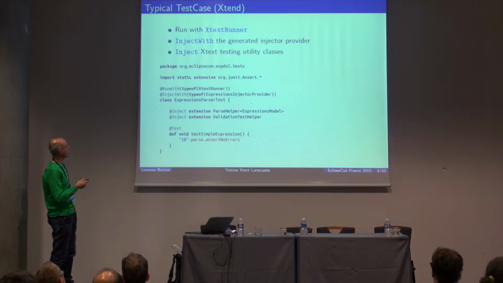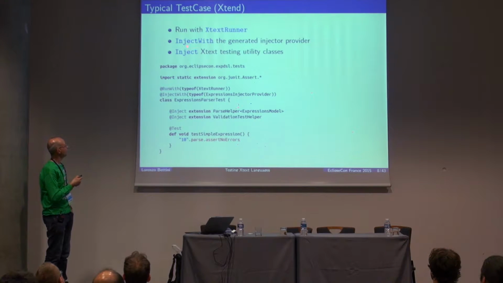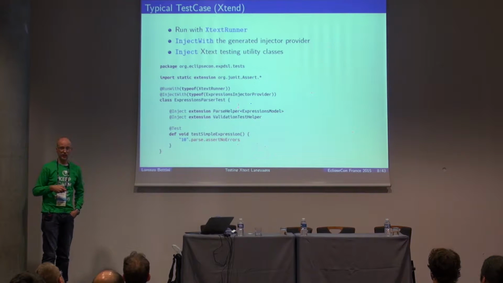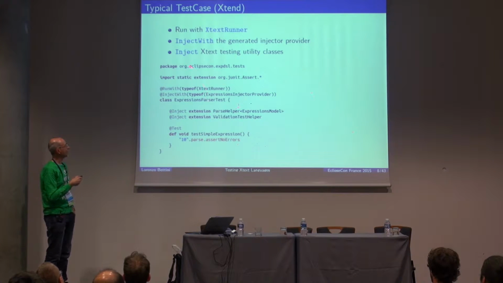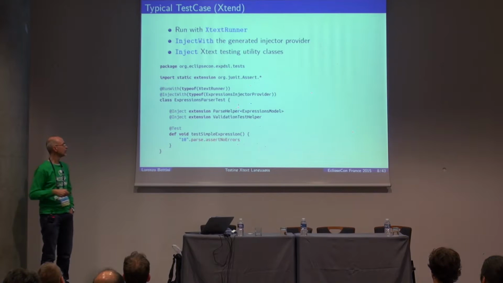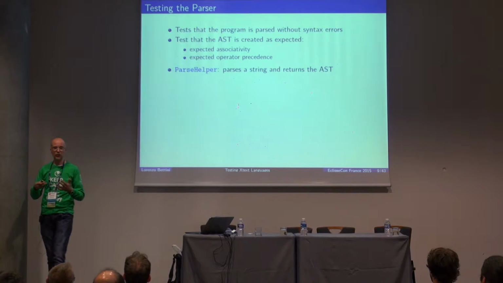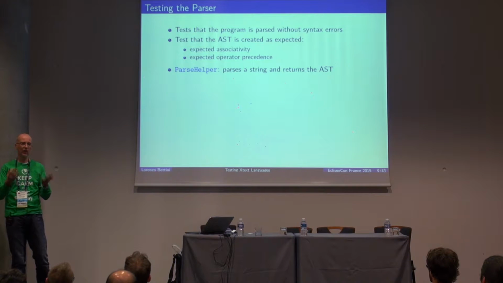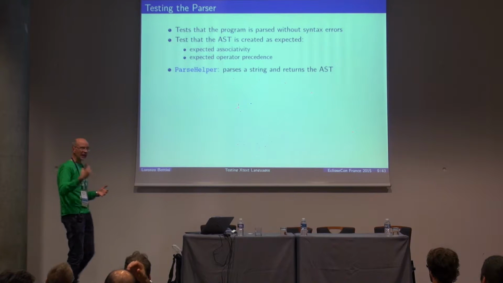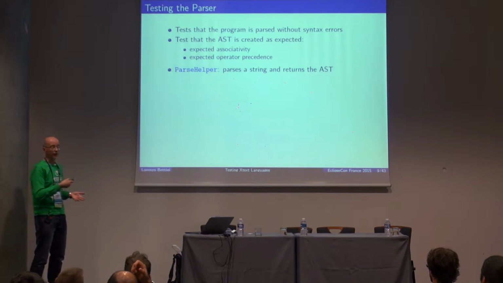So the idea is that the test case has to be run with this specific Xtext runner, a custom JUnit runner, injected with the generator injected provider. And then in the test case, you can inject the utility classes from Xtext framework. And now we will see how we use that. First of all, we will use the parse helper, which allows you to easily parse a string with your grammar, and it returns the AST of your language from the parsed string.